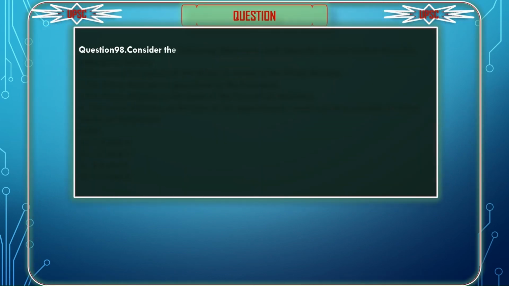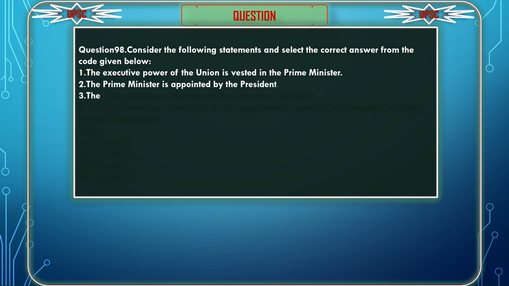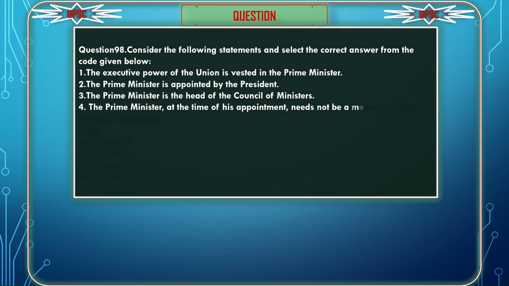Question 98. Consider the following statements and select the correct answer from the code given below. 1. The executive power of the Union is vested in the Prime Minister. 2. The Prime Minister is appointed by the President. 3. The Prime Minister is the head of the Council of Ministers. 4. The Prime Minister, at the time of his appointment, need not be a member of either House of Parliament.